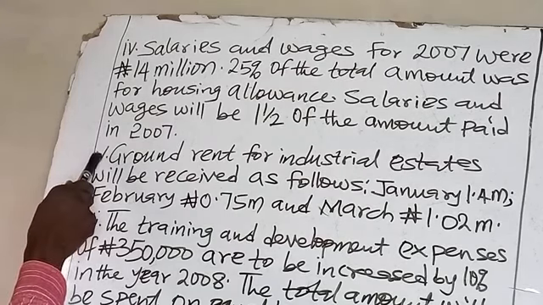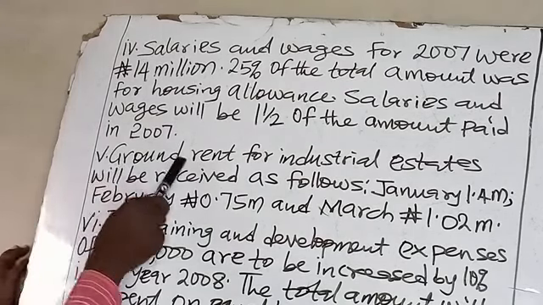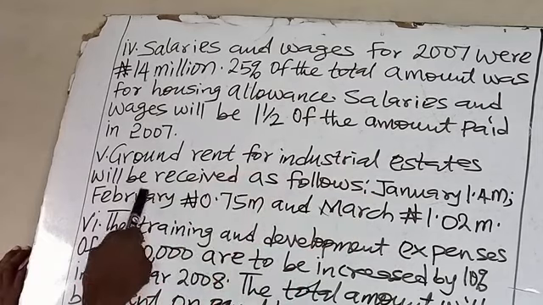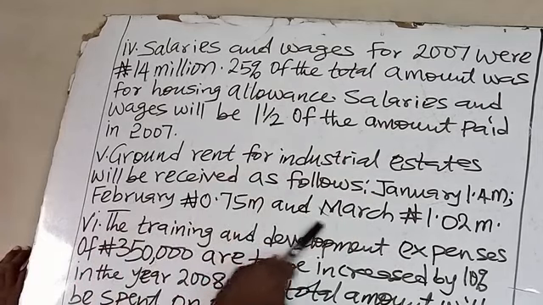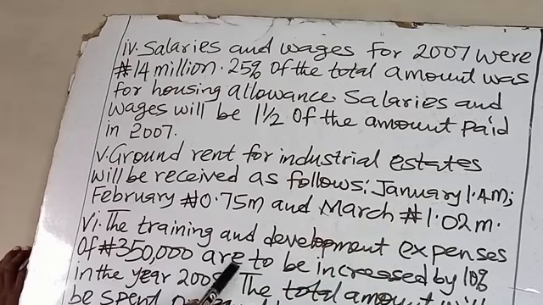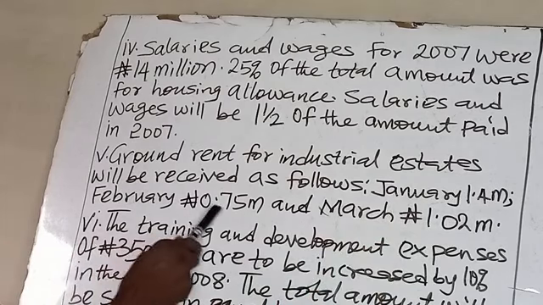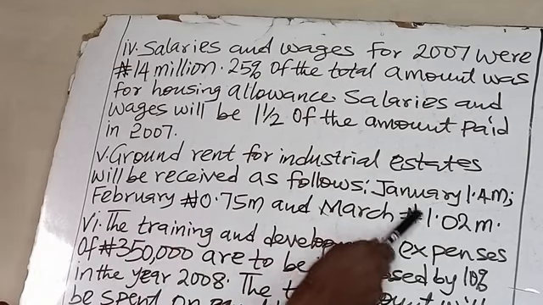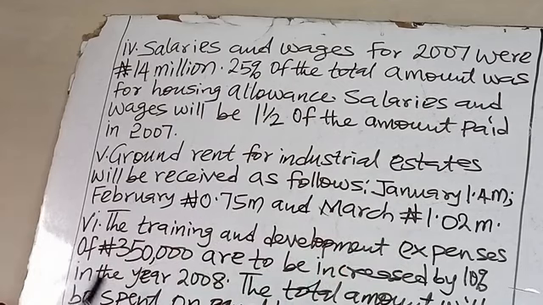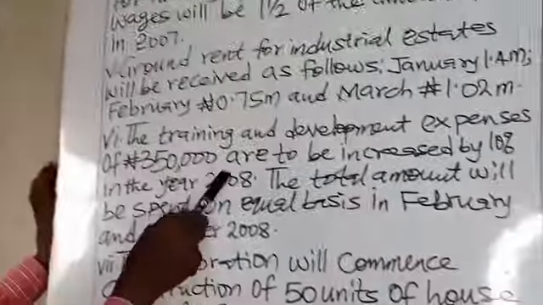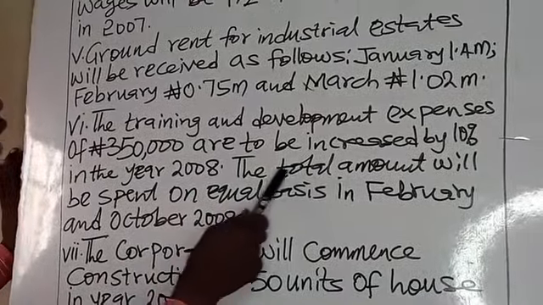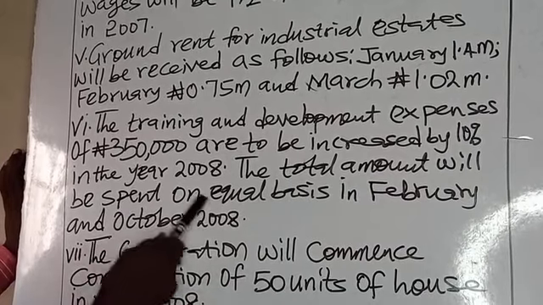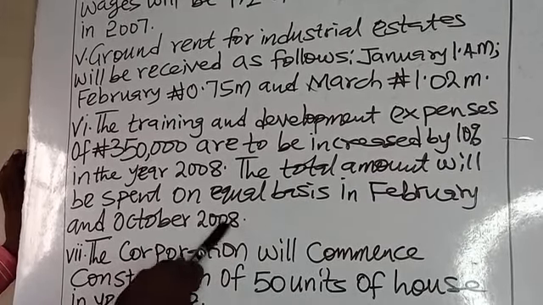Note 5. Ground rent for industrial estates will be received as follows: January 1.4 million naira, February 0.75 million naira, and March 1.02 million naira. Note 6. The training and development expenses of 350,000 naira are to be increased by 10% in the year 2008. The total amount will be spent on equal basis in February and October 2008.